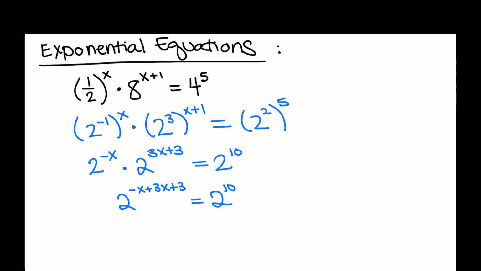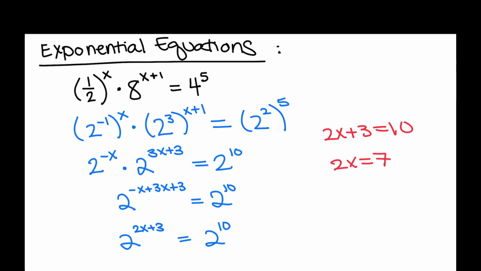On the left-hand side, we have a product, so we can add the exponents. The left-hand side is going to turn to 2 to the negative x plus 3x plus 3. We can combine the negative x plus 3x to a 2x. And so now we've got the equation 2 to the 2x plus 3 equals 2 to the 10th. Since we have condensed this down to the exact same base on both sides, these exponents have to be equal. In other words, 2x plus 3 has to equal 10. So I'm going to subtract 3 from both sides. 2x equals 7. Divide by 2.